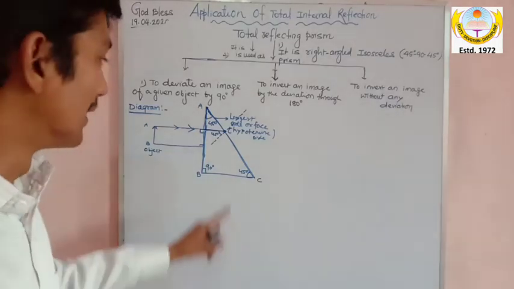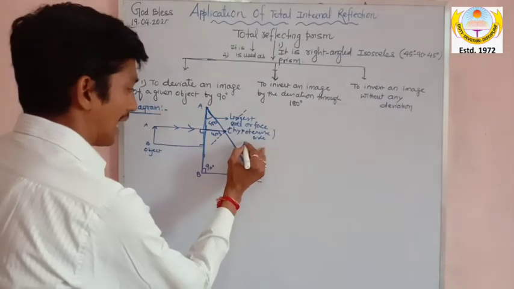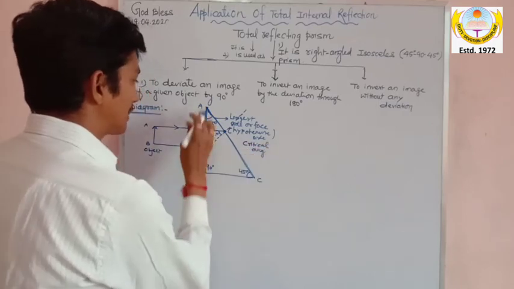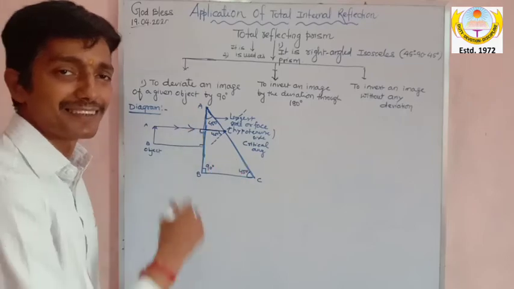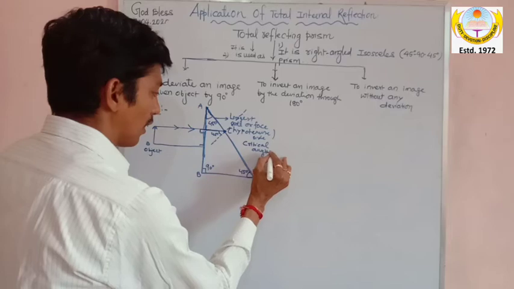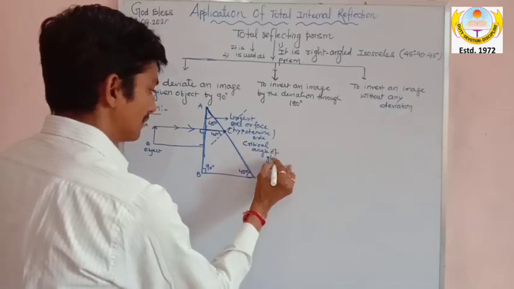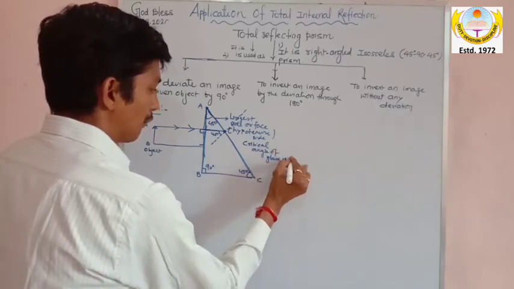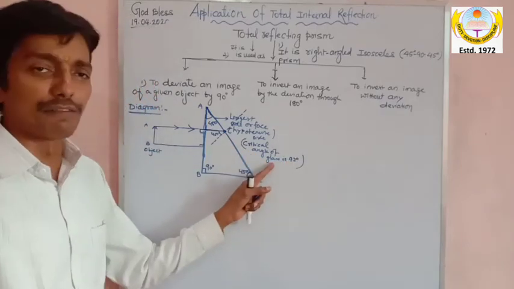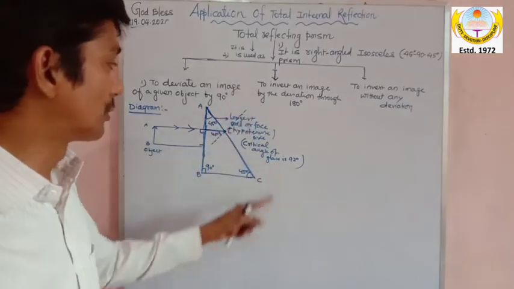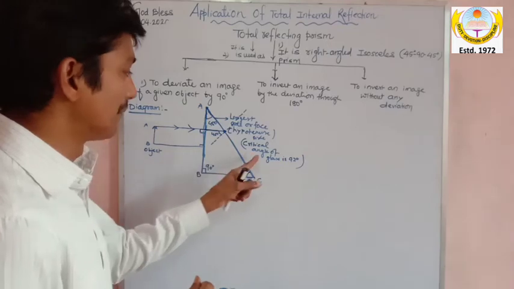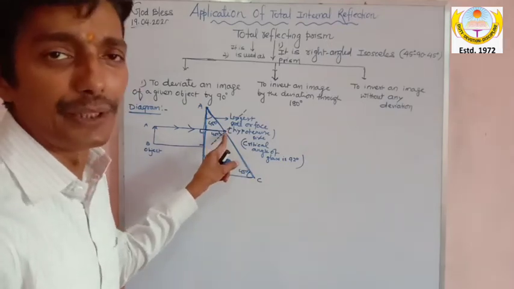Now what will happen here, since the critical angle of glass, because this prism is made up of glass. The prism is made up of glass. So the critical angle of glass is 42 degree. The critical angle of glass, please make a note of this in this topic, that this is made up of glass. So my dear, the critical angle of glass is 42 degree.